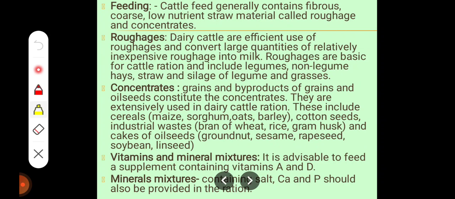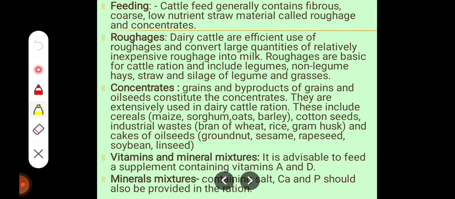Concentrates, grains and byproducts of grains and oilseeds. These constituents are concentrates. They are extensively used in dairy cattle ration. This includes cereals like maize, sorghum, oat, and barley.